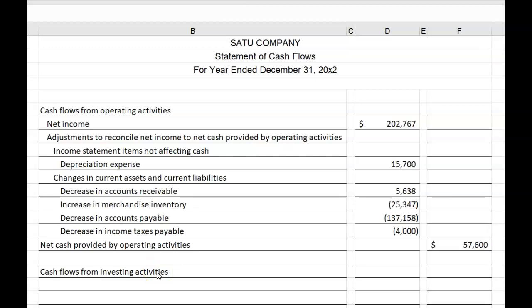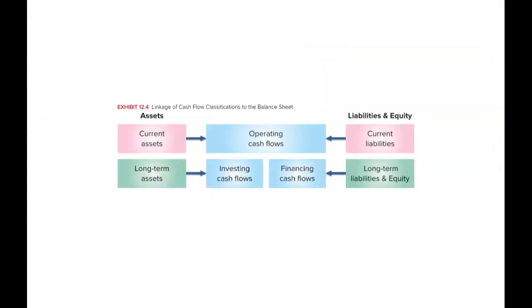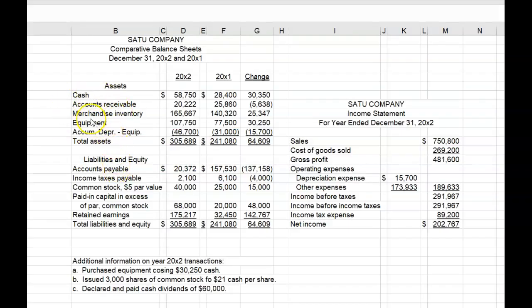But we need to know what to put into this section. If you'll remember correctly, Exhibit 12.4 on page 455 says that if we're trying to complete the investing section, changes in long-term assets that arose because of receipt of cash or payment of cash go into the investing section. Looking at our balance sheet, we did have an increase in equipment of $30,250. It looks like we might have acquired some equipment, but we don't know whether we acquired it for cash.